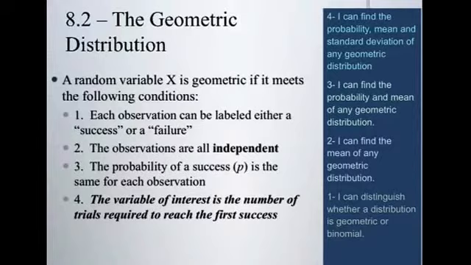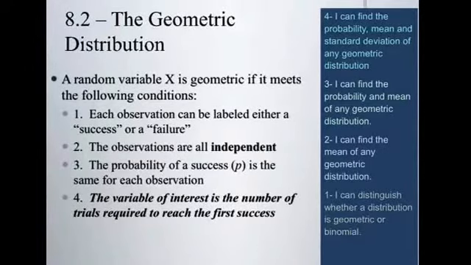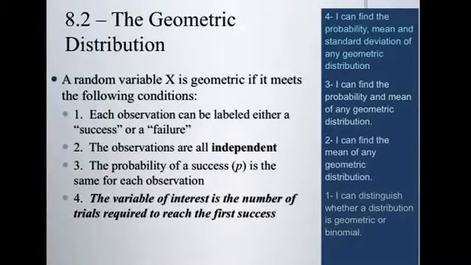So a random variable x is geometric if it meets these 4 conditions. If you notice, the first 3 conditions are the same as the binomial distribution. We still need success or failure. We still need independence. Are all observations independent of each other? And is the probability of success the same for each observation? The last one is different though. The variable of interest is the number of trials required to reach the first success. I'm counting the trials until success. Whereas for a binomial, we had a fixed number of observations. We don't have a fixed number of observations anymore for these distributions.